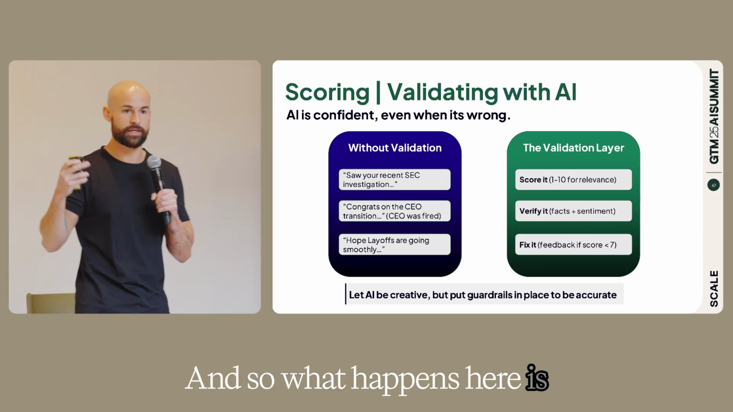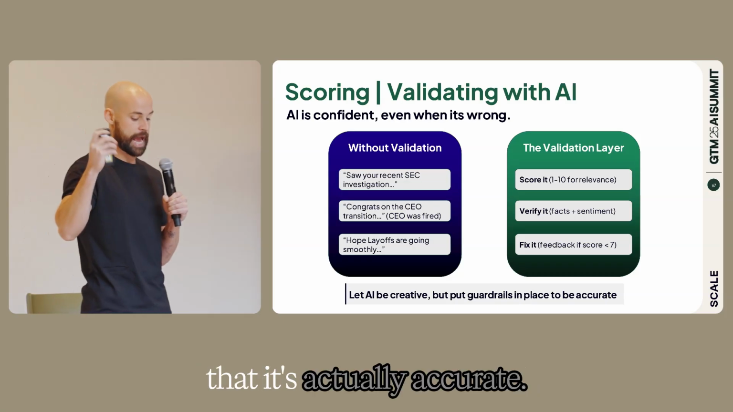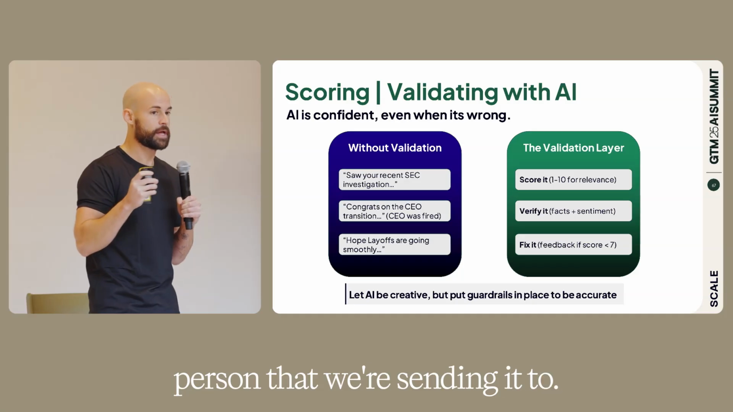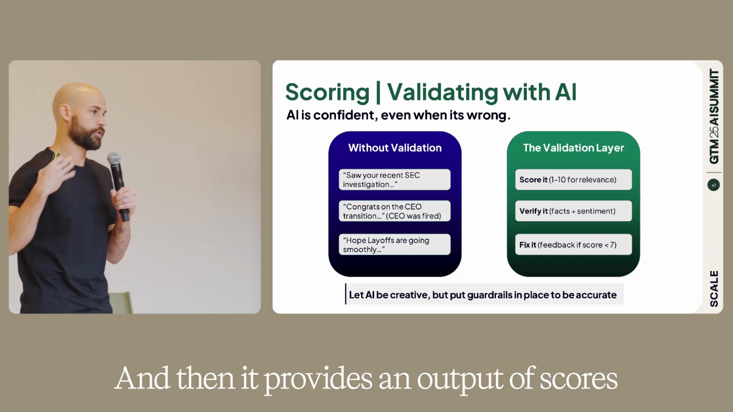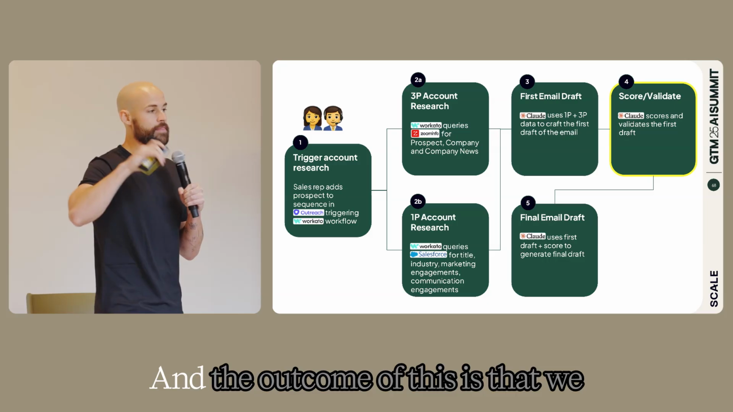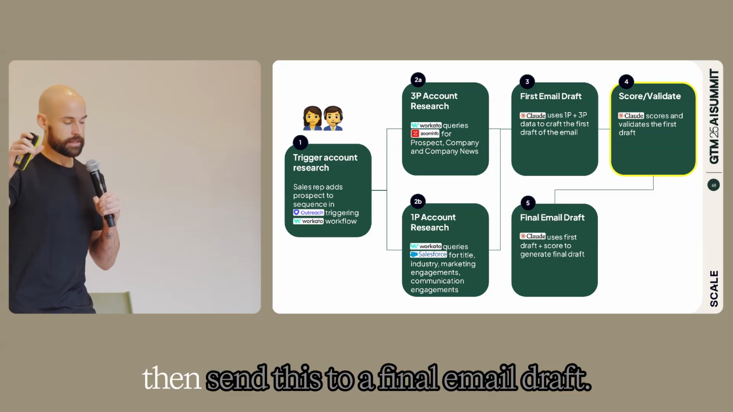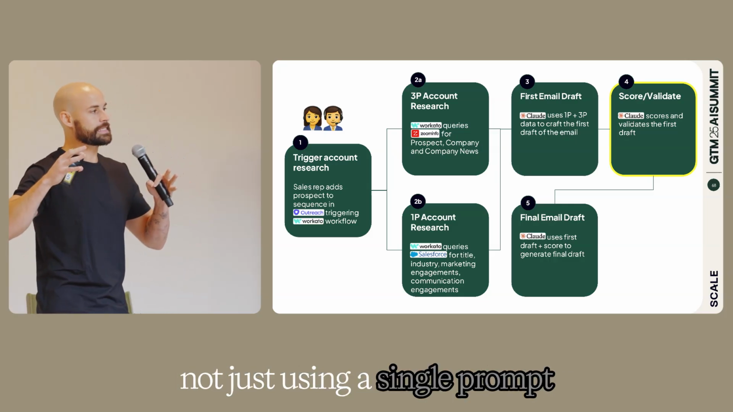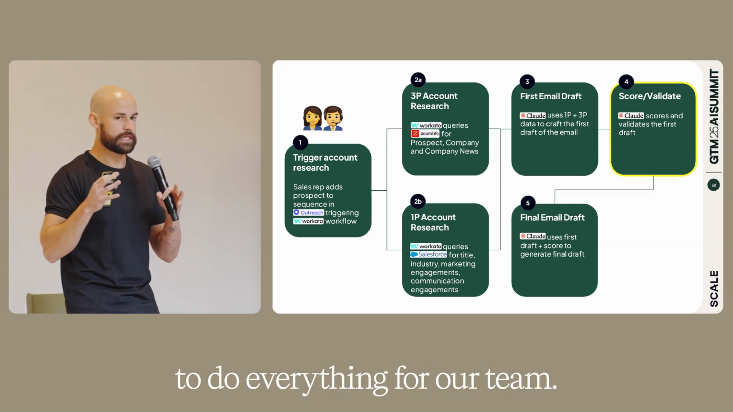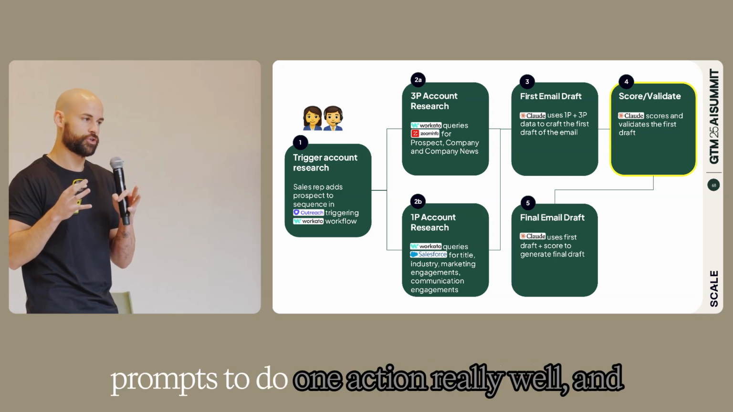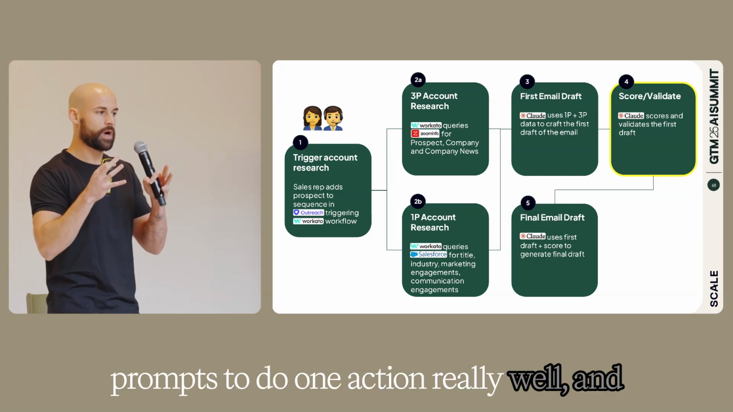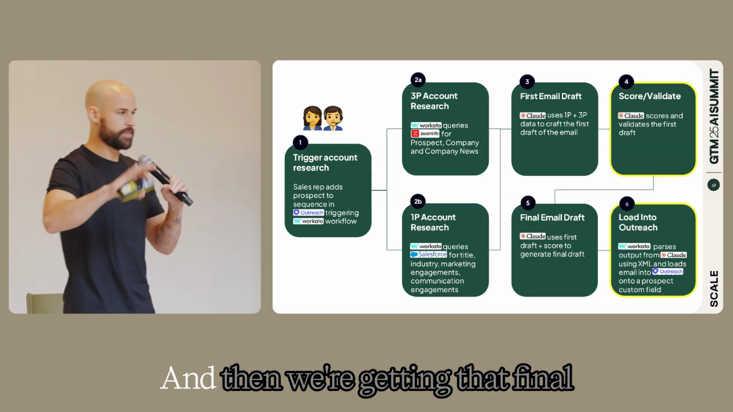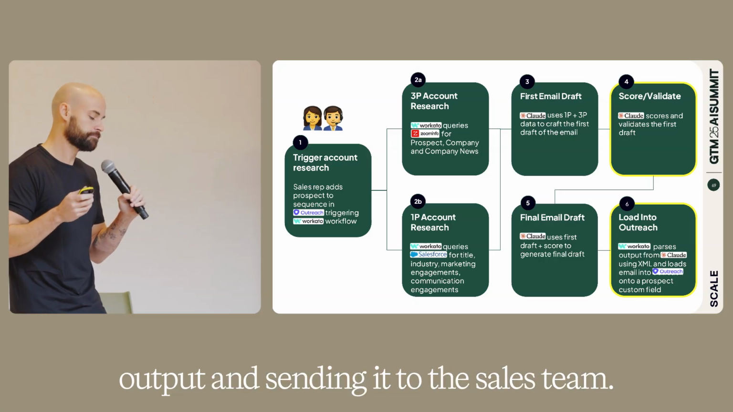And so what happens here is it scores this email to verify that it's actually accurate. It verifies the sentiment to make sure it's right for the person that we're sending it to. And then it provides an output of scores for areas where it needs to be improved. The outcome of this is that we then send this to a final email draft. So what we're seeing here is we're not just using a single prompt to do everything for our team. We're starting to build specialized prompts that do one action really well, and then building validation to ensure that it's still doing it to the best of its ability. And then we're getting that final output and sending it to the sales team.